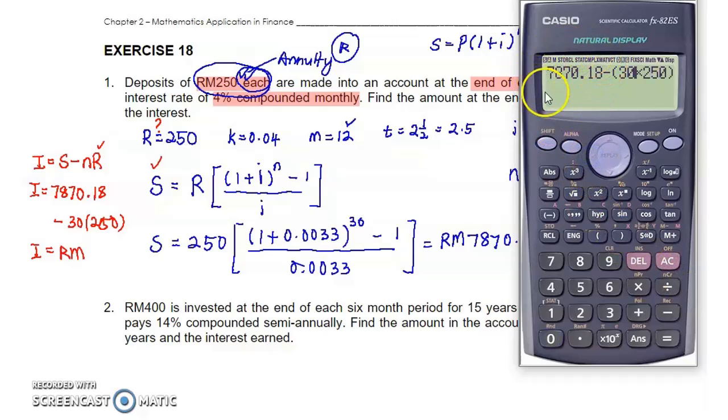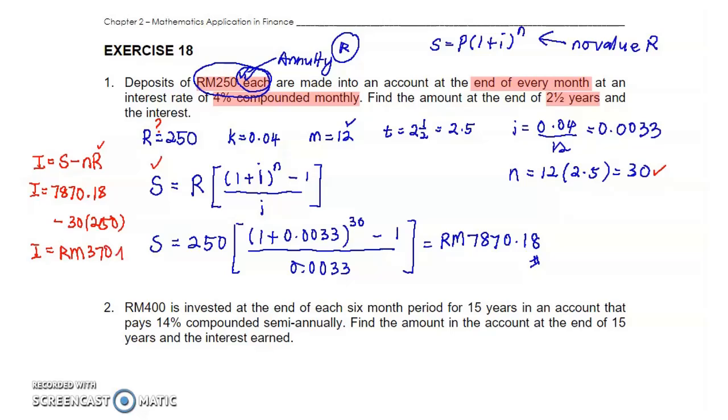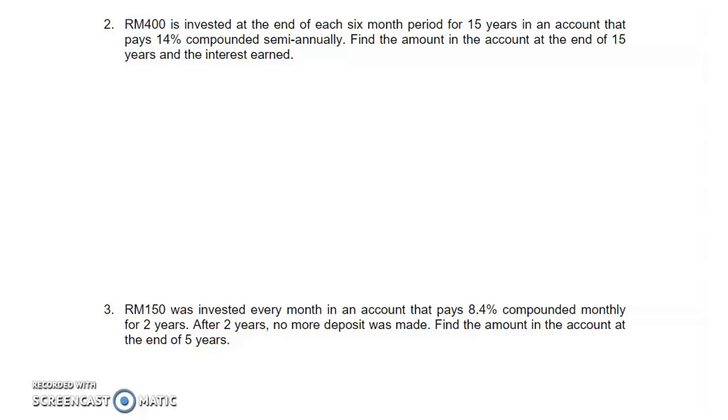So this is the future value at the end of 2.5 years. Every month you pay 250, for how many times? 30 times. So interest will be the future value minus what you already paid, or how many times you pay the periodic payments. So interest is 370 ringgit 80 cents. Okay, that is the concept of annuity. So for annuity we have the value R here.